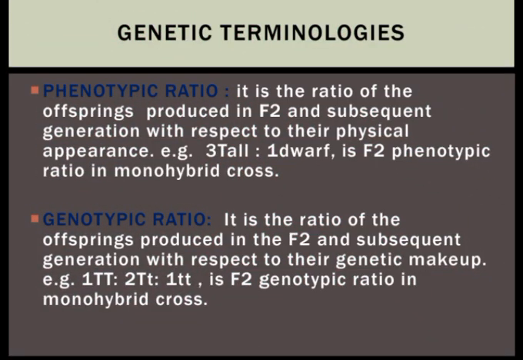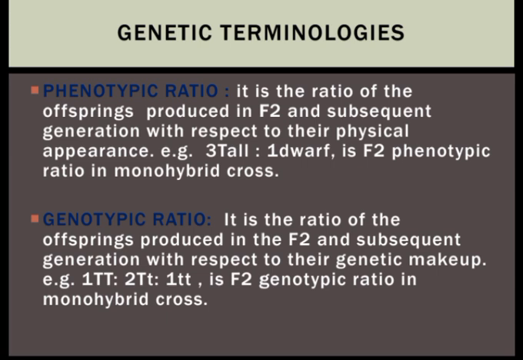Next genetic terminologies are phenotypic and genotypic ratio. First is phenotypic ratio. It is a ratio of offspring produced in the F2 generation and subsequent generations with respect to their physical appearance. So in the F2 generation of a monohybrid cross, that is when we cross two parents for only one character, we'll get 3 tall and 1 dwarf plant. So the phenotypic ratio is 3:1 in the F2 generation.